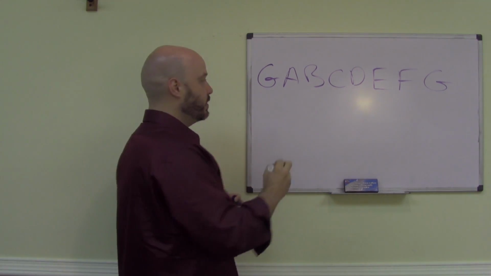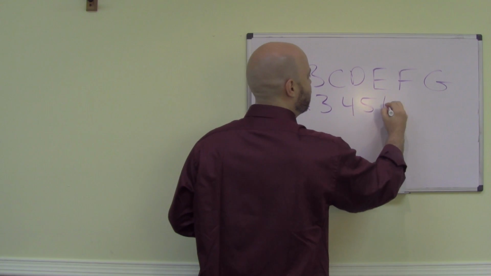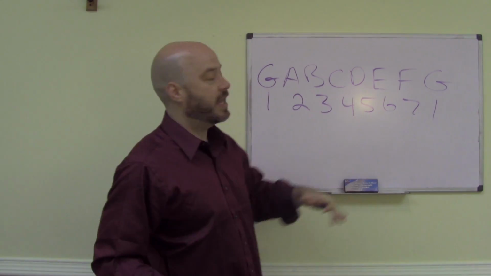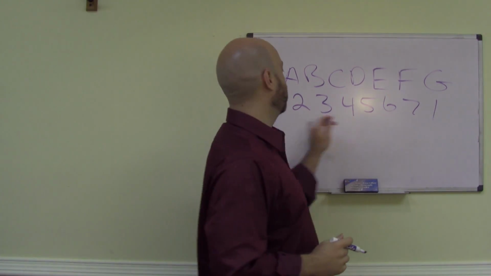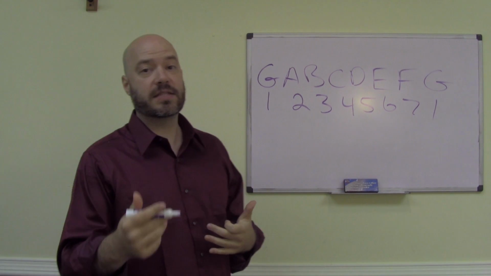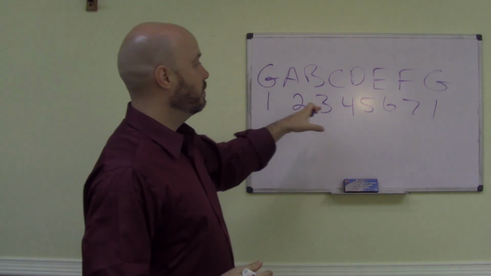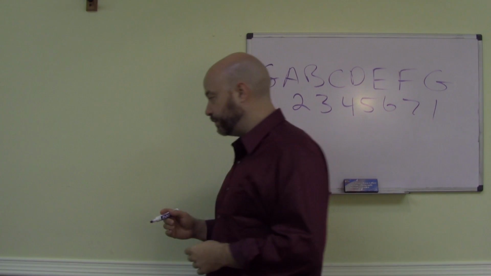Now we're going to number these notes. 1, 2, 3, 4, 5, 6, 7, 1. If you get to 8, you've gotten to your octave. Now 8 and 1 are the same thing. But we say 1 because it repeats. You can keep going. A, B, C, D, E, F, G. You can just keep going right off the screen there.